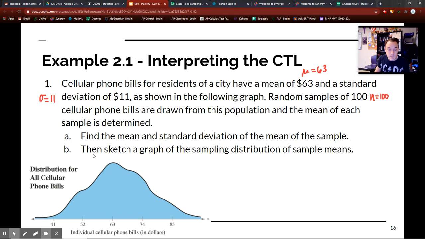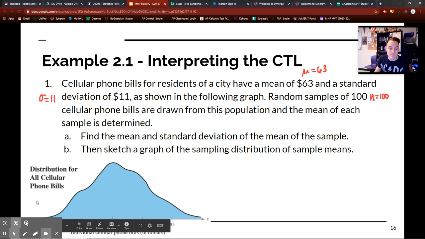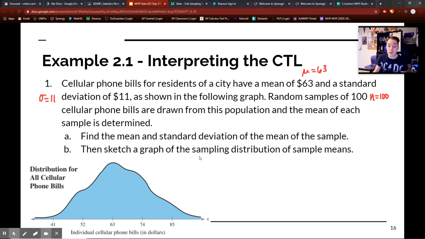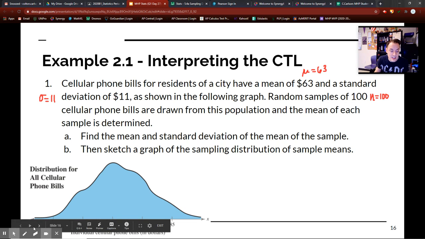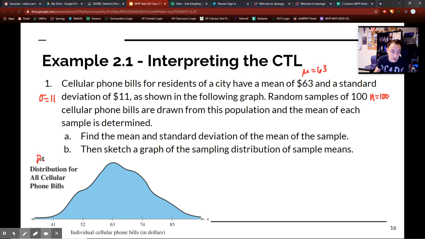And then what we want to find is sketch the graph of the sampling distribution of the sample means. Okay, now we want to sketch the graph of the sampling distribution. Now this is the population graph, so I'm going to label that. Now it looks kind of gross, looks kind of like a blob. Now notice this is not normally distributed. It's not pretty, right? Which means the population is not normally distributed. It didn't even say that the population was normally distributed in my problem.